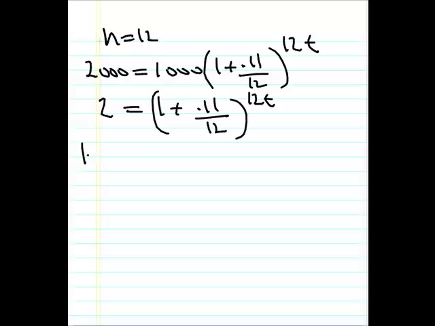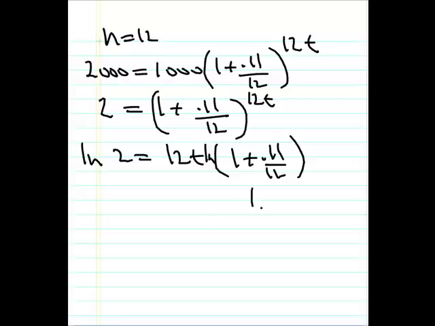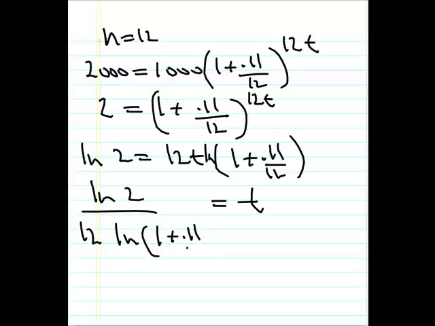We're going to take the log of both sides. We're going to divide by 12 and this thing, the natural log in here, as a number. So t is going to equal natural log of 2 divided by 12 times the natural log of 1 plus 0.11 divided by 12. Putting that in the calculator, we get t is equal to 6.330.